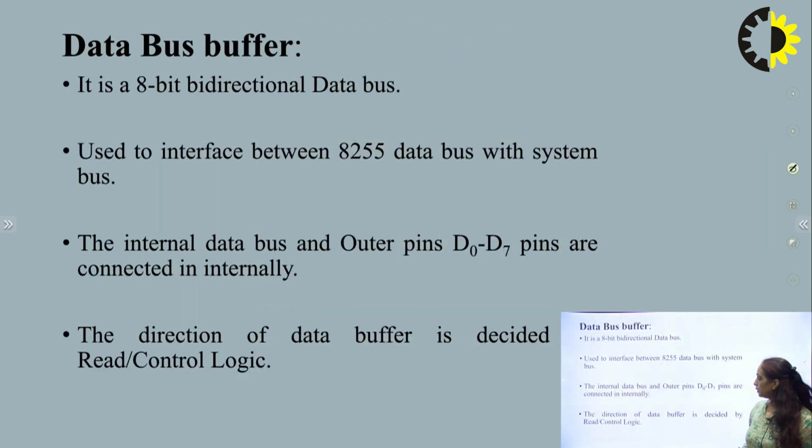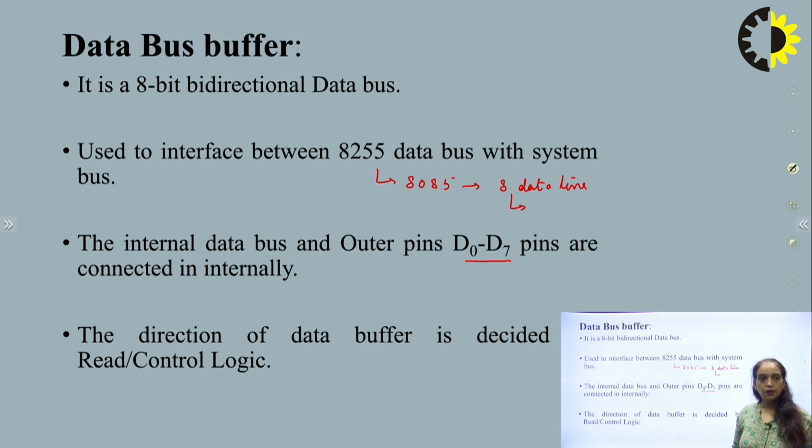So let us quickly read out the components which were present in the block diagram. First one is your data bus buffer. It is an 8-bit bidirectional data bus. It is used to interface 8255 data bus with the system bus. Suppose you are interfacing this 8255 with 8085, right? So we know that 8085 also has 8 data lines, right? Out of these 8 data lines, 2 will be connected to the A1 and A0, and the rest we are going to connect to the chip select signal, so that we can enable the chip, right? So the internal data bus and the outer pins D0 to D7 are connected internally.